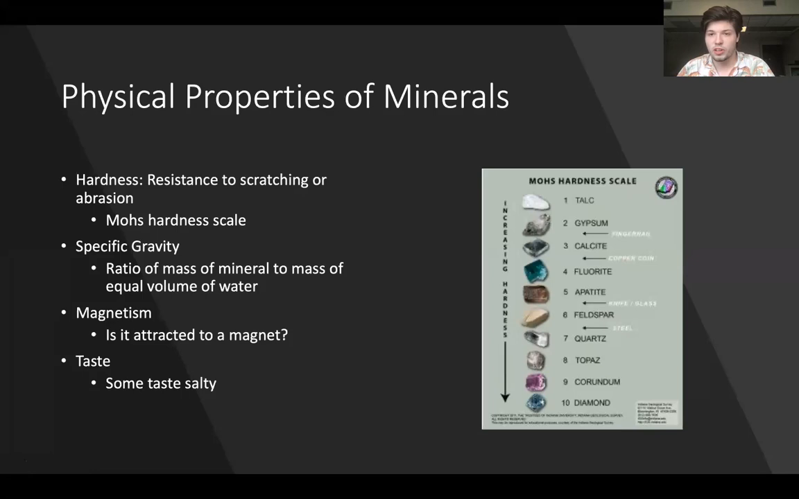So to quickly run through some of the less visual physical properties of minerals, hardness is the resistance of a mineral to scratching or abrasion. We use the Mohs hardness scale for this. Specific gravity is the ratio of the mass of a mineral to the mass of an equal volume of water. Magnetism is asking, is a mineral attracted to a magnet? Can it be picked up by a magnet? Those sorts of questions. And taste, some minerals taste salty, but I wouldn't recommend walking around licking random minerals to try and figure out what they are, and especially not right now.